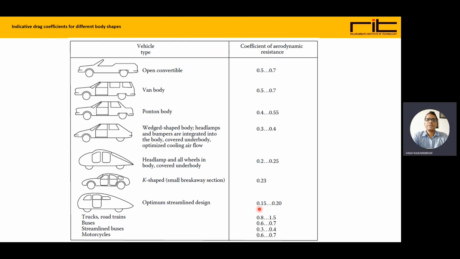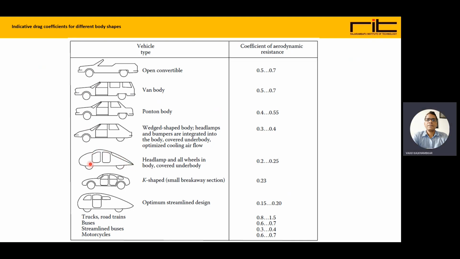Some drag coefficients of vehicle body shapes are shown here. If we see the open convertible type of vehicle, the coefficient of aerodynamic drag or resistance is 0.5 to 0.7. Van body, with the front area like this and back area like this, and the complete vehicle body in this shape, is 0.5 to 0.7. Phantom body, it is 0.4 to 0.55. Wedge shaped body like this, it is 0.3 to 0.4.